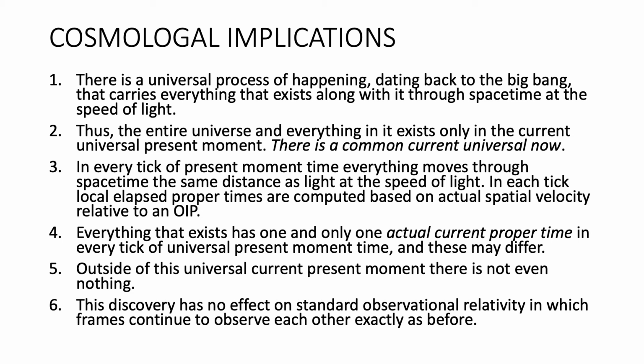In every tick of present moment time, everything moves through space-time the same distance as light at the speed of light. In each tick, locally elapsed proper times are computed based on actual spatial velocities relative to an OIP. Everything that exists has one and only one actual current proper time in every tick of universal present moment time, and these may differ. Outside of this universal current present moment, there is not even nothing. This discovery has no effect on standard observational relativity, in which frames continue to observe each other exactly as before.